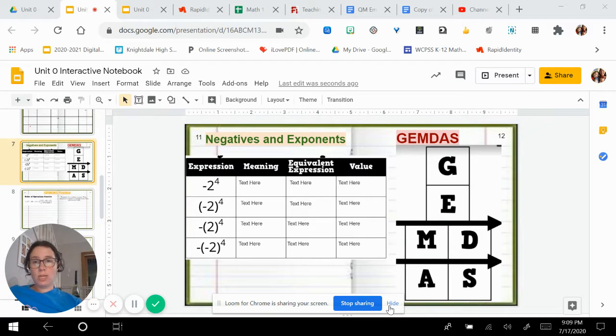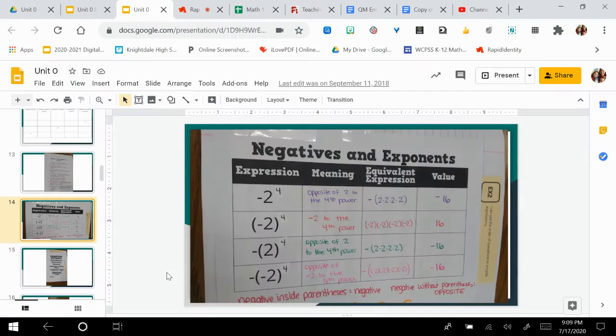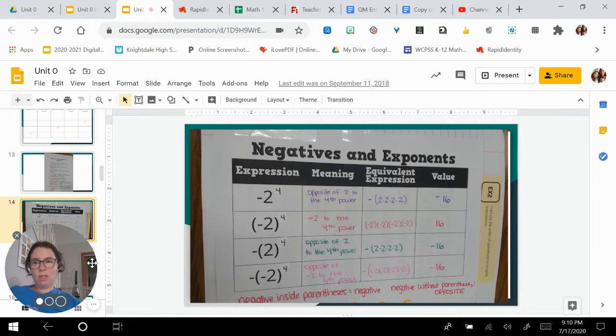Hello again. So today we're going to be looking at negative exponents and order of operations. First off, we're going to look at negatives and exponents. A lot of times when people simplify numbers with negatives, they tend to do the incorrect operation with the negative sign. So I want to go over what each example means and how you would do it with a calculator or by hand.